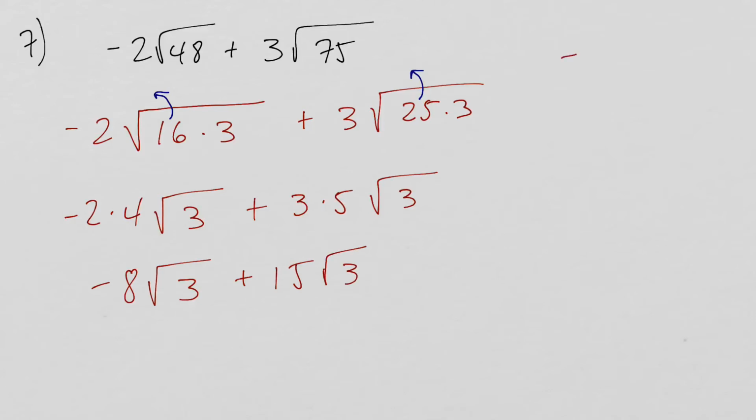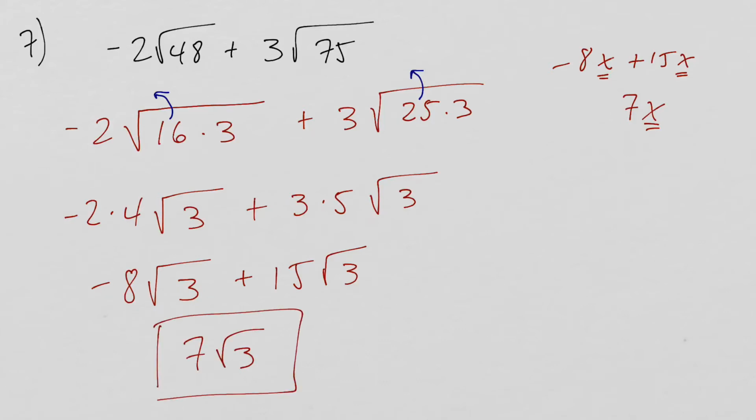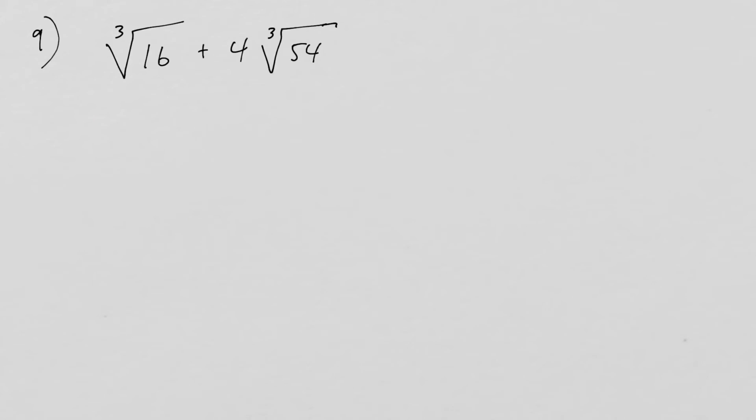If you had -8x plus 15x, you would end up with 7x. The term, as long as it's like, remains the same here. So we do the same thing. -8 root 3 plus 15 root 3 is 7 root 3. And you're done.